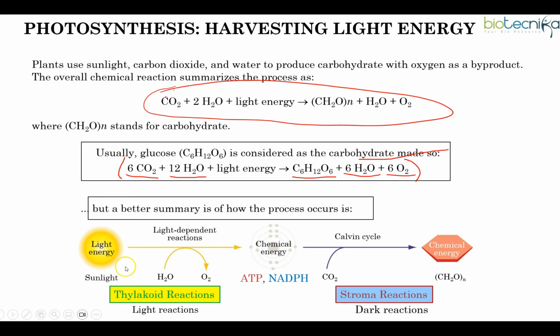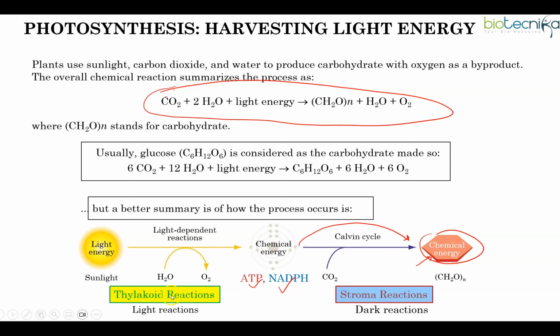So with light energy, water is converted into oxygen, and the electrons that are released from here go through a series of electron carriers, just like how we saw in oxidative phosphorylation, and it will be harnessing it into chemical energy. So equivalents such as ATP and NADPH will be generated, which then enter the Calvin cycle, and they will be using this chemical energy to form the glucose molecule.